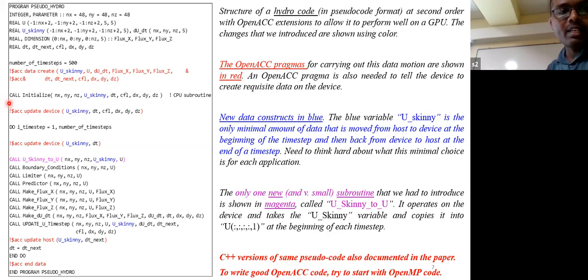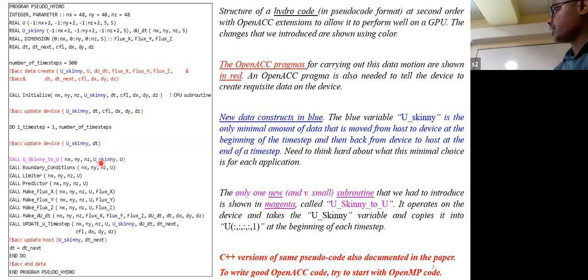Okay. After the data is created, we call the initialization subroutine. This subroutine is incidentally done on the CPU. The U skinny is assigned on the CPU. Now we have to update the same variable on the GPU memory. So that's why we call the ACC update device. It will update the U skinny, dt, CFL, dx, dy, dz on the GPU. Now we have these variables available on both CPU and GPU for now. And this is done, but I'll go to the next step.